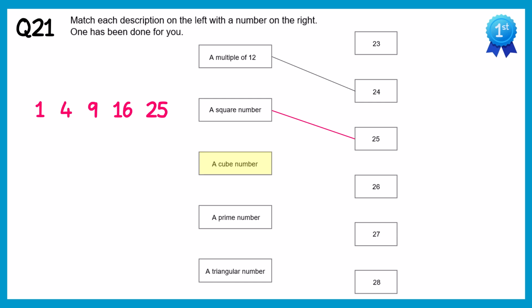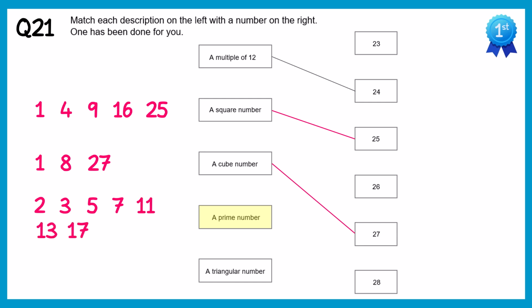Now for cube numbers, you multiply it by itself and then itself once more. So 1 times 1 times 1 again, which is 1. Then we have 2 times 2 times 2 again, which is 8. And 3 times 3 times 3 again, which is 27. So looking at the list, we have 27, so that's the cube number. Then we move on to prime numbers. Prime numbers are numbers that have 2 factors. So 2 is a prime number because its factors are 1 and 2. 3 is a prime number because its factors are 1 and 3. So it's 5, 7, 11, 13, 17, 19, and the one in our list, 23. So 23 is the prime number.